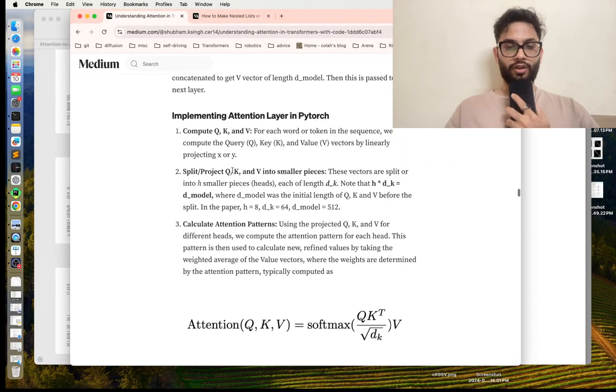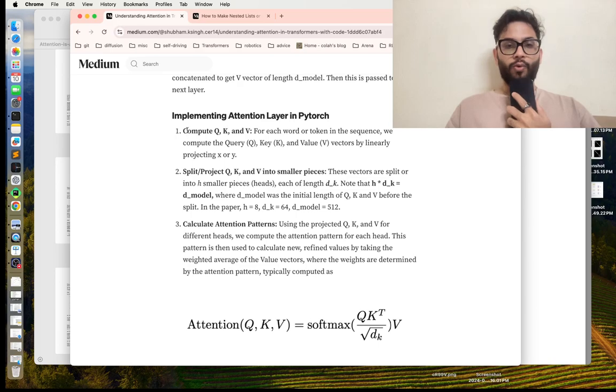Step 1 in attention calculation is that we need to compute Q, K, and V. Q, K, and V are basically the query vector, key vector, and value vector. Every token or every embedding has its own query, key, and value vector. If you are not very clear about this, watch my previous video in which I explain what attention is and the intuition behind it.